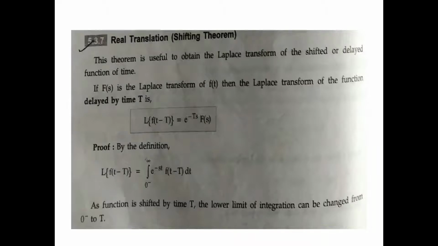The next is the shifting theorem, the real translation. This theorem is useful to obtain the Laplace transform of a shifted or delayed function of t. If F(s) is the Laplace transform of f(t), then the Laplace transform of the function delayed by T, that is f(t minus T), is e^(-Ts) F(s). By the definition, L{f(t minus T)} is the integral from 0 to infinity of e^(-st) f(t minus T) dt.